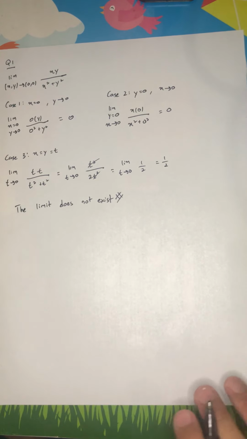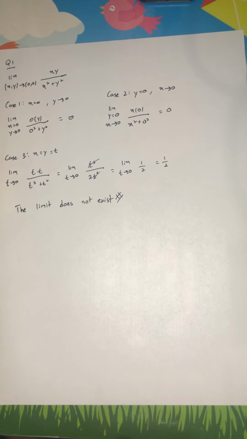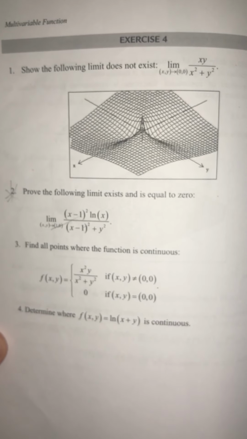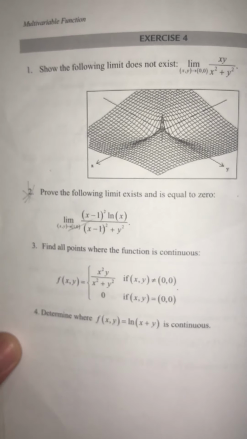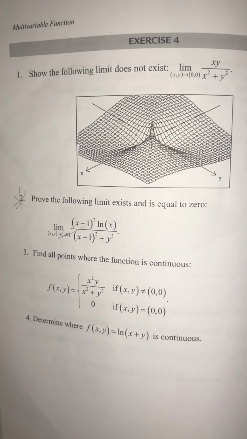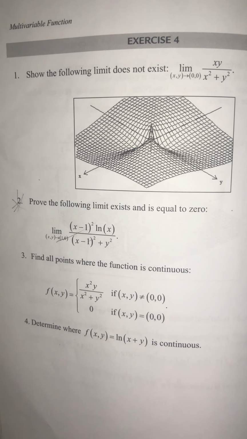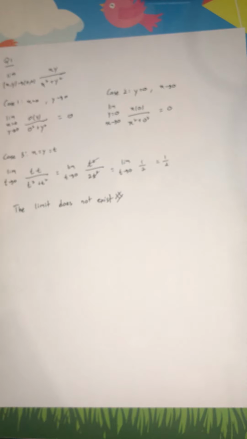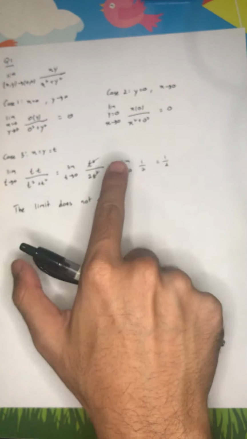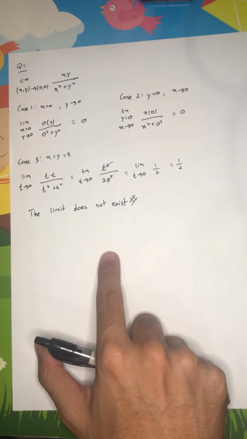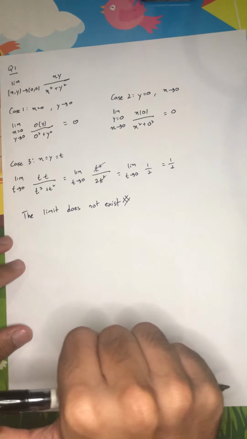Question 2 is pretty similar. Question 2. Prove the following limit exists and is equal to 0. And the limit is x, y approaching 1, 0 of x minus 1 squared ln x over x minus 1 squared plus y squared. Prove the following limit exists. So we basically need to do the same thing, but it is said that it exists. So basically all the limits should have the same value.